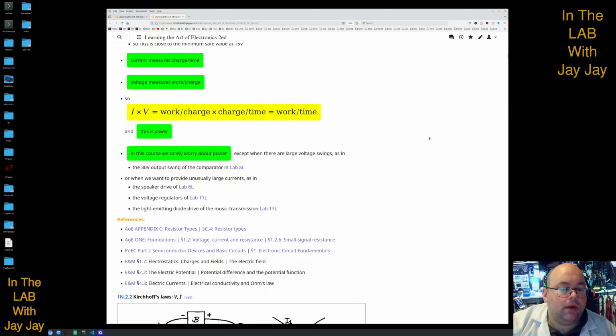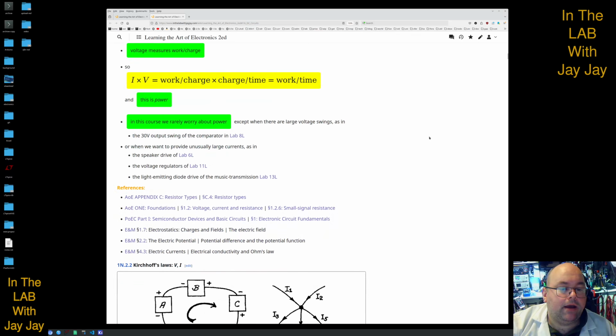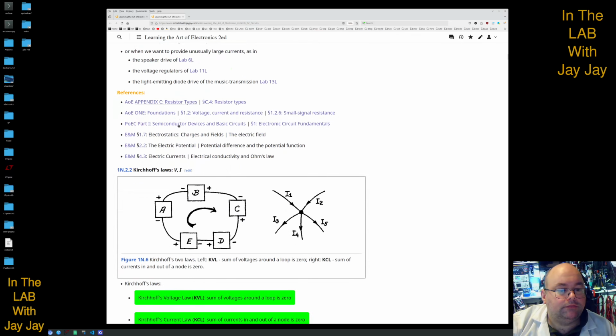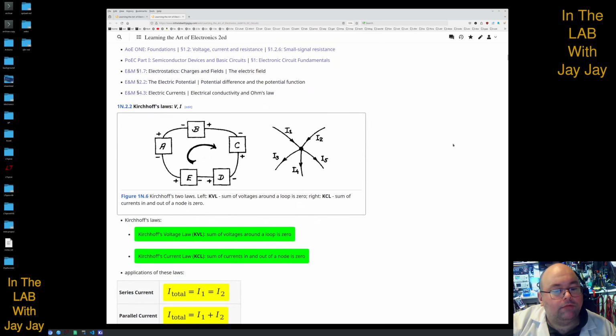In this course, we rarely worry about power. And there's a bunch of references in here to the other material. We've got some references to Appendix C in AOE, Chapter 1 of AOE, Principles of Electronic Circuits, Electricity and Magnetism. So if you're interested in more reading, go and look up the details in those books if you've got yourself a copy of them.